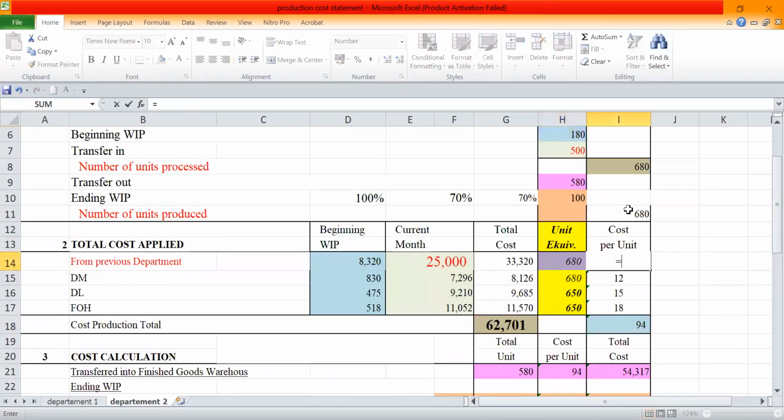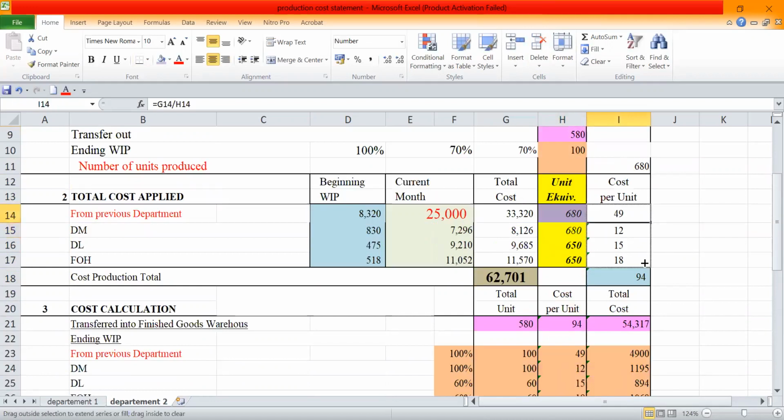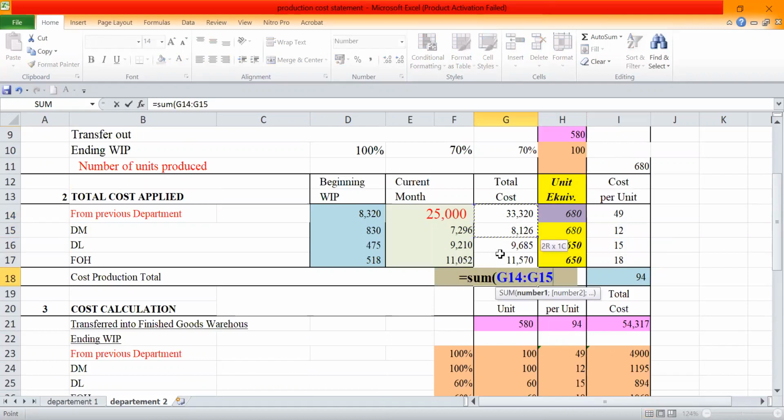And then the cost per unit, again, we just divide this total cost by the equivalent unit. And then we get the number of the total cost of the unit that is processed in the second department. Is this number. And then the cost per unit is also the total of all of them, not only the direct material, direct labor, and FOH, but also the cost per unit from the previous department.